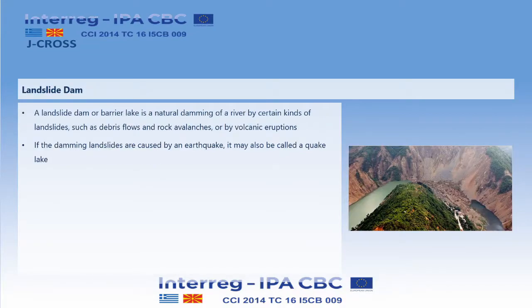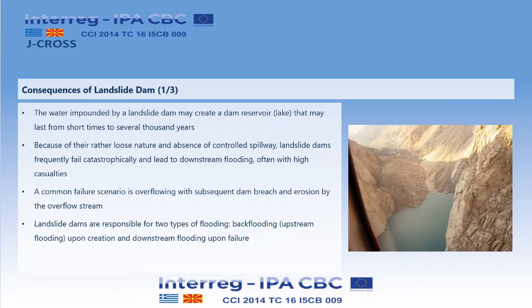A landslide dam or barrier lake is a natural damming of a river by certain kinds of landslides, such as debris flows and rock avalanches, or by volcanic eruptions. If the damming landslides are caused by an earthquake, it may also be called a quake lake. The water impounded by a landslide dam may create a dam reservoir, lake, that may last from short times to several thousand years. Because of their rather loose nature and absence of controlled spillway, landslide dams frequently fail catastrophically and lead to downstream flooding, often with high casualties.